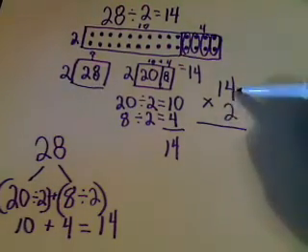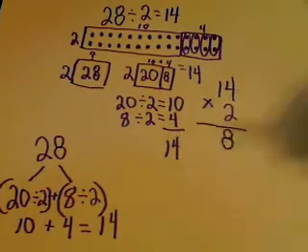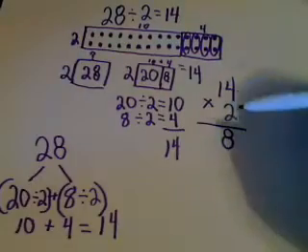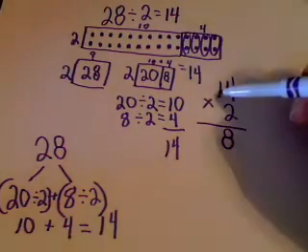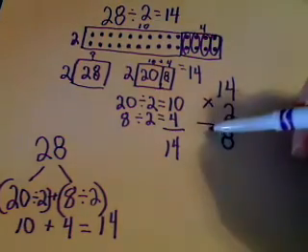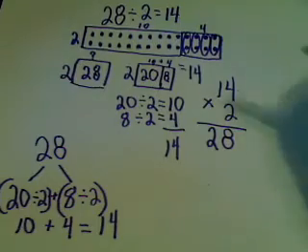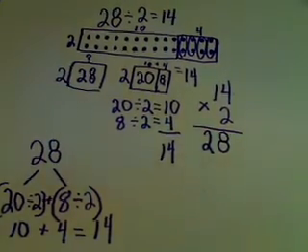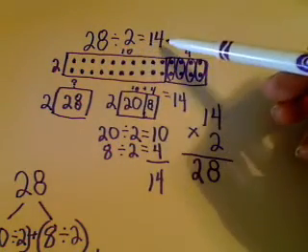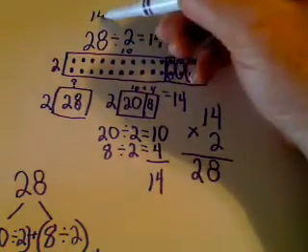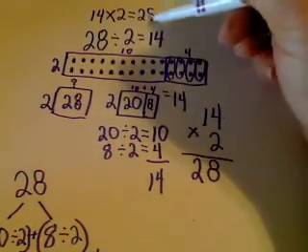So 2 times 4, 2 ones times 4 ones is 8 ones. So we put that in the ones place. 2 groups of 10 is 2 tens. So we put 2 in the tens place and we get 28. So we know then that not only is 28 divided by 2 14, we also know that 14 times 2 is 28.